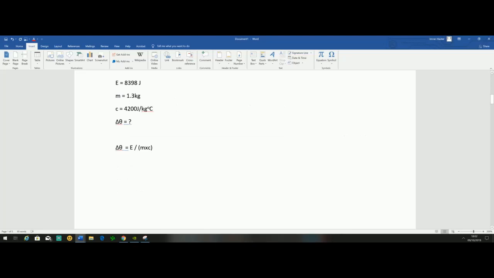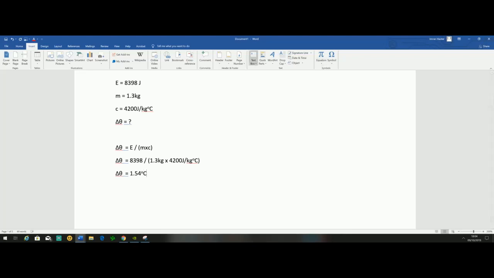So using the triangle, that would give me delta T, or delta theta in this case, is equal to E divided by M times C. So the answer for delta theta to 3 significant figures is 1.54 degrees Celsius.